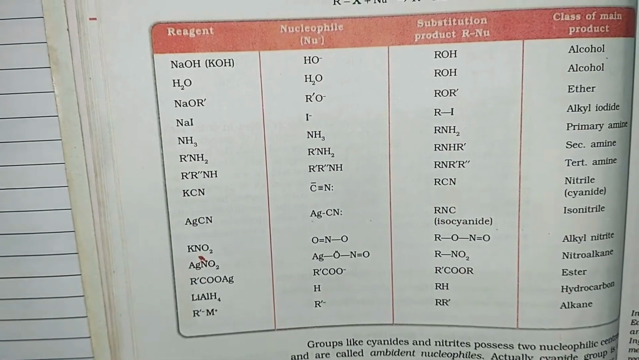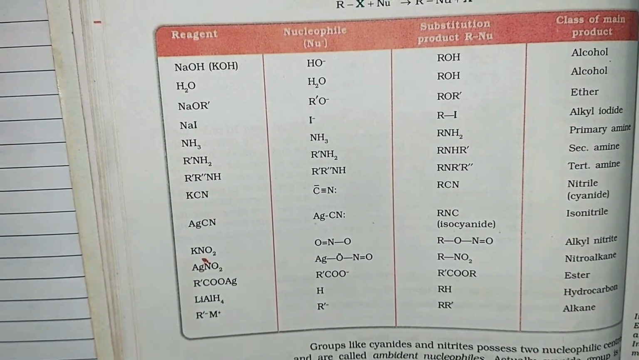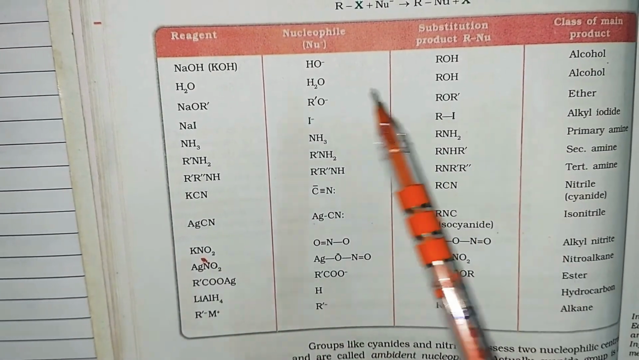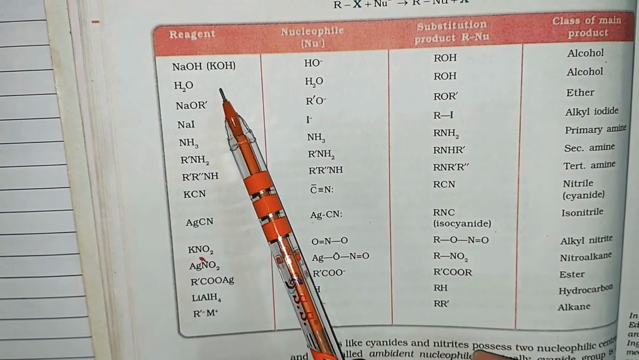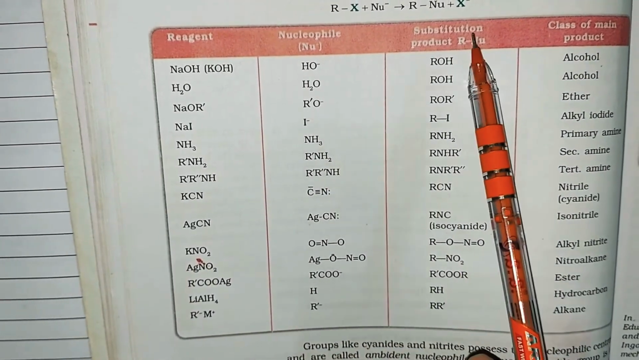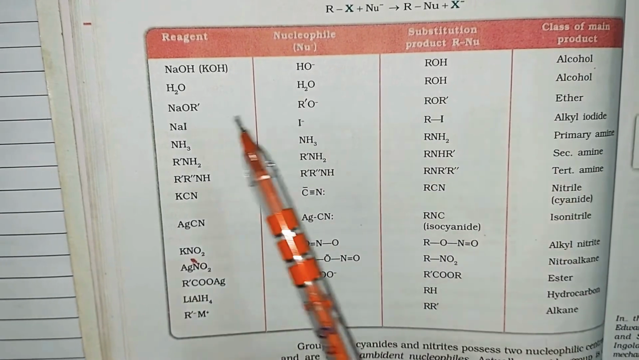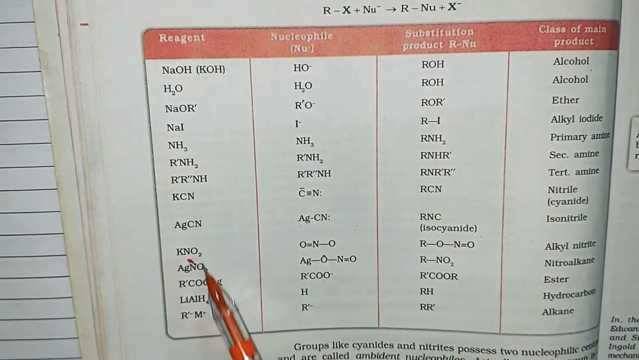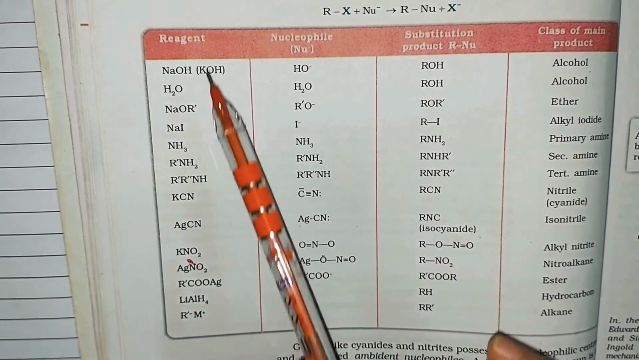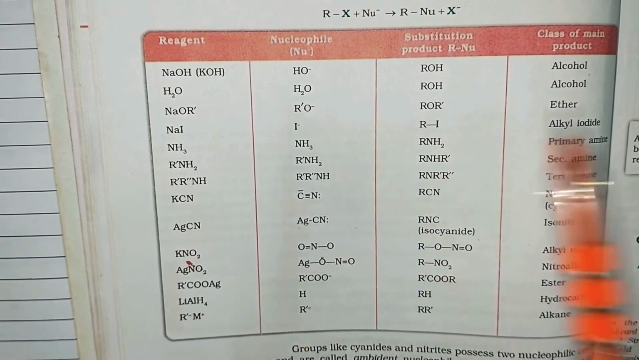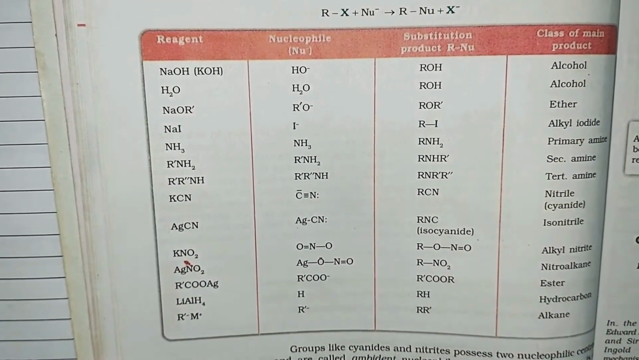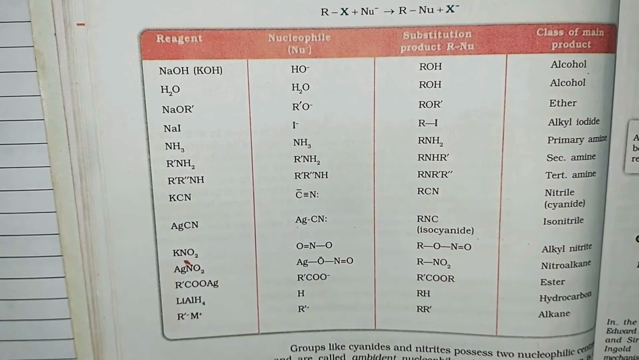You can see this is given in the textbook. They have not given the reactions in detail, but in the exam you get questions on this. They have given the reagent, the nucleophile, the kind of product you obtain and the class of the product. This kind of reaction is generally asked in exams. They give you the reactants and you are supposed to write the product. So we'll discuss these reactions one by one.